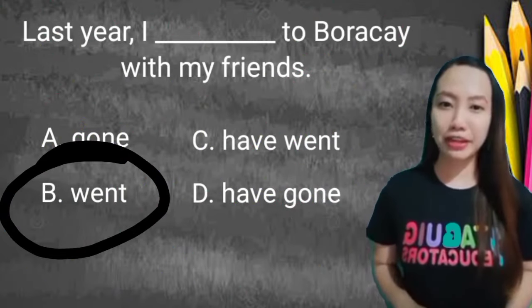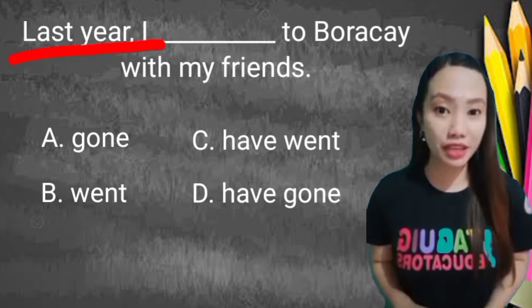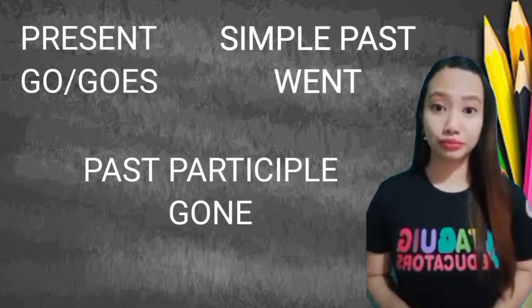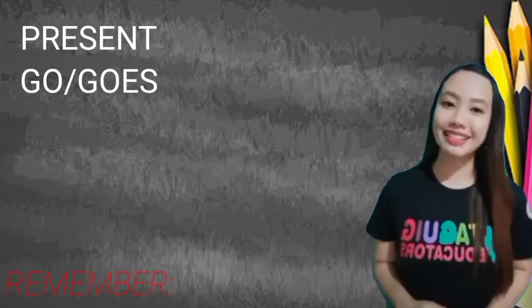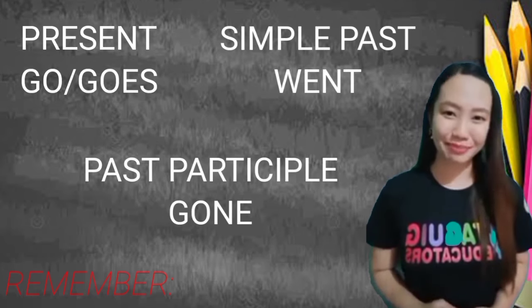Kindly notice the time indicator last year. That signals that the verb must be in simple past tense. And went is a simple past tense of go. Go, goes, present tense; went, past tense; gone, past participle.